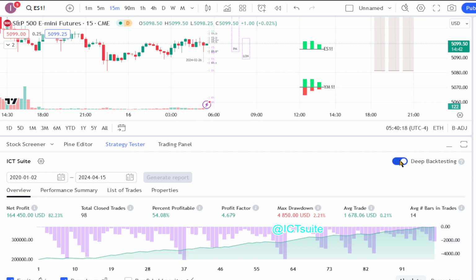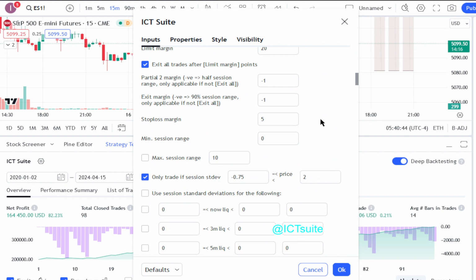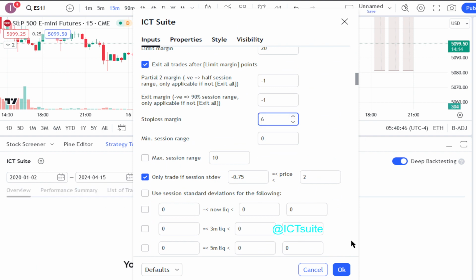Five points, 164,000. We lost one trade, 54%. So it gives us a 1 to 4 in risk reward at this stage. Let's move on to 6 points.